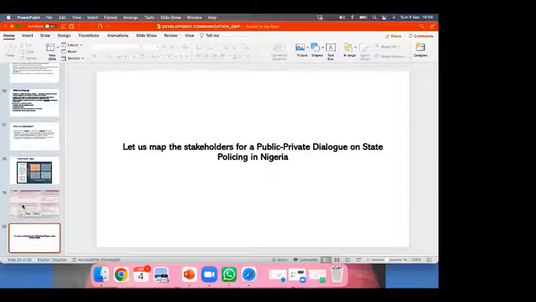Six. Think about it. State policing, you have not even mentioned some of the key actors. What about the IGP? Okay, Inspector General of Police, yes, plus commissioners of police, right? In case.